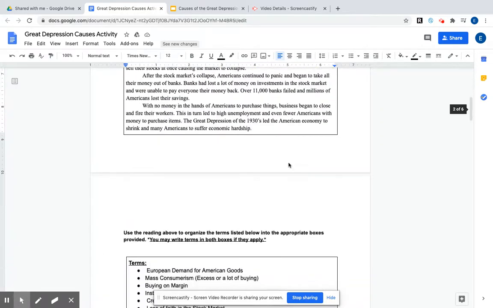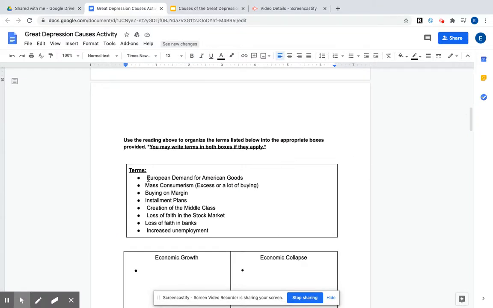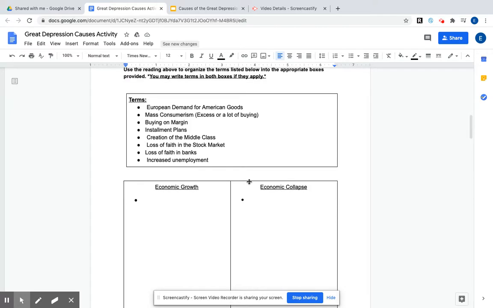So scrolling down, the term we just did was European demand for American goods in that first paragraph. From there, you decide whether or not that's economic growth or economic collapse using the PowerPoint and video that I recorded, talking about economic growth and economic collapse. Economic growth means the economy was great, lots of spending, lots of buying. Economic collapse means that it was bad, not a lot of spending, not a lot of buying. Great Depression times fall within economic collapse, and the Roaring 20s fall within economic growth.